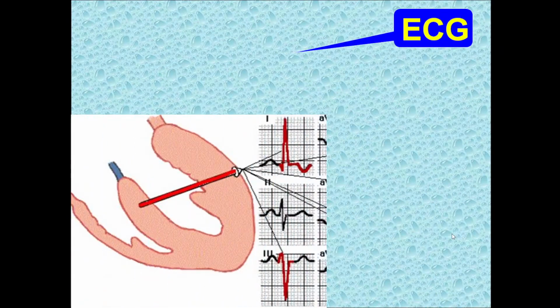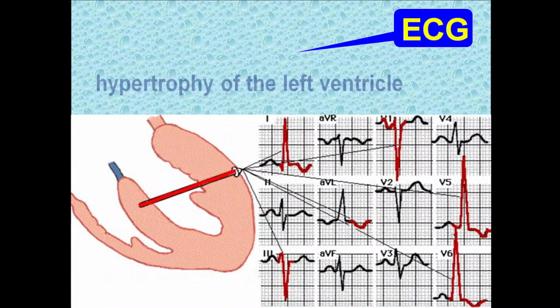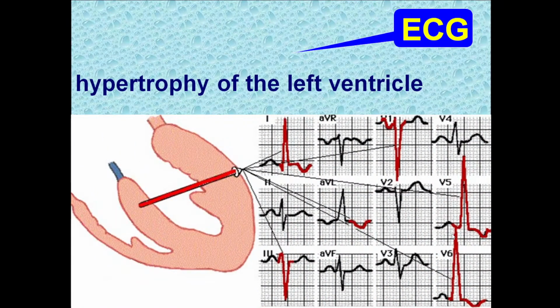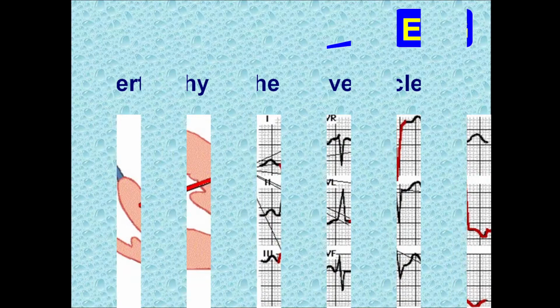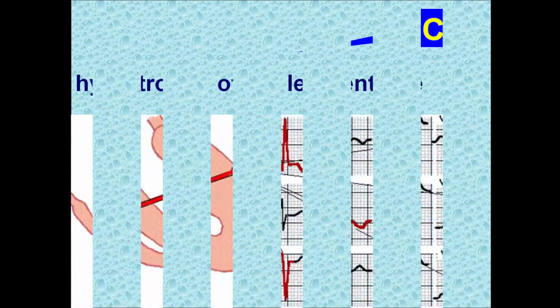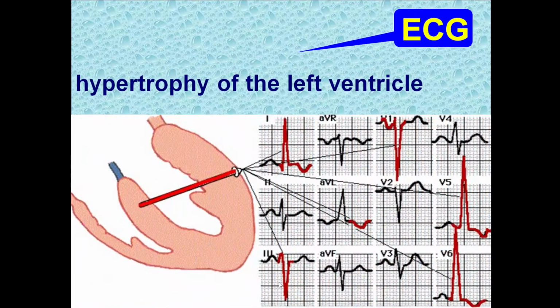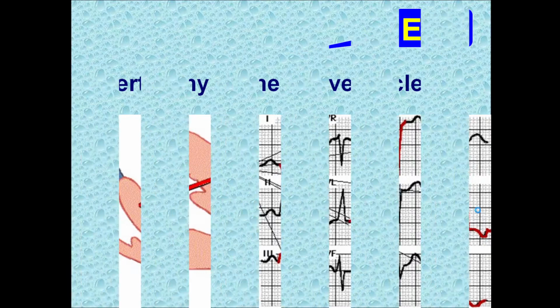On ECG, will reveal signs of hypertrophied left ventricle, same as for aortic stenosis. Electrical axis deviates to the left because of deep S wave in third and high R wave fourth, and high R wave fifth, sixth, which indicates overloading of the left ventricle.